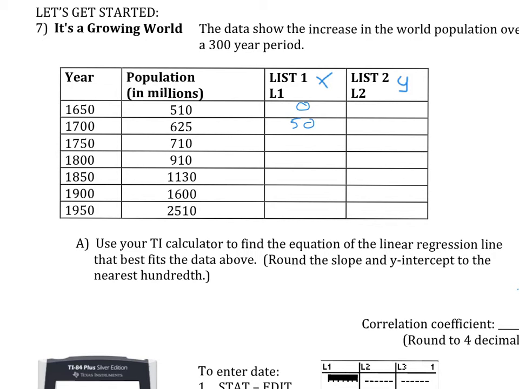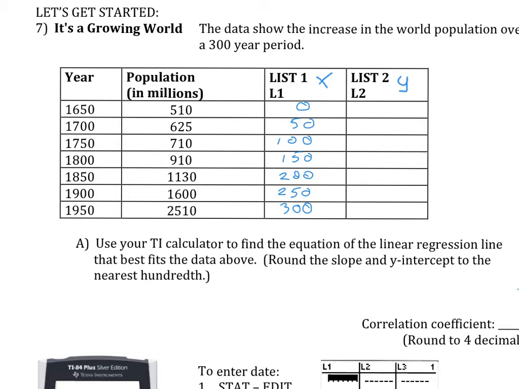And in year 1750, it's year 100. And in 1800, it's year 150. And in 1850, it's year 200. And in 1900, it's 250. And in 1950, it's year 300.